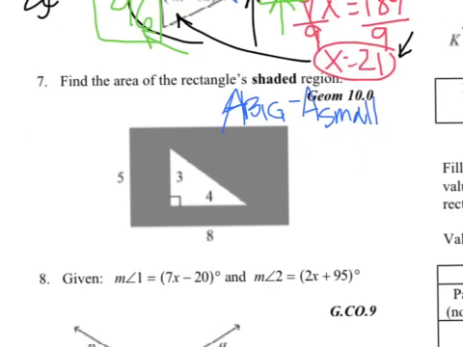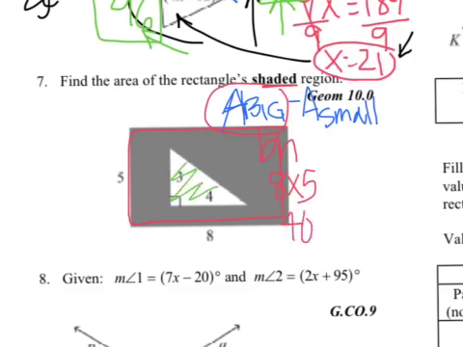So to find number 7, they're asking us to find the area of the shaded region. So we need to find the area of the big shape. And in our case, that's a rectangle, which is base times height, and that would be 8 times 5. So the whole thing is 40. But remember, we have to take away the part on the inside. We don't want this part. And that's a triangle. And remember, a triangle is base times height divided by 2.